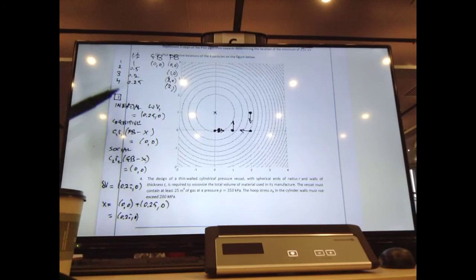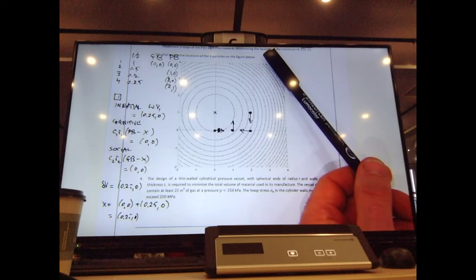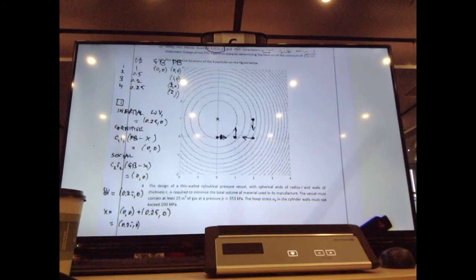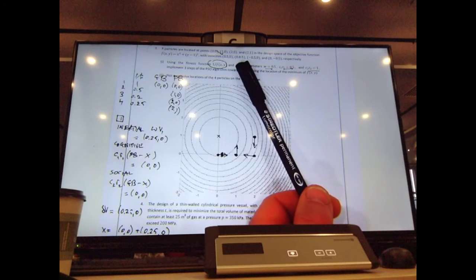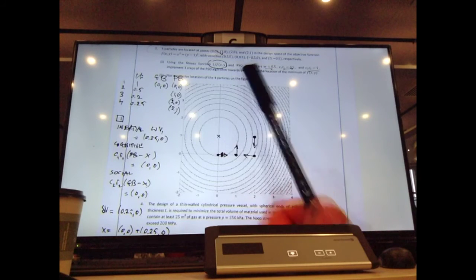So what will you expect to see in terms of inertial, cognitive and social for particles 2, 3 and 4, just in very general terms? Well, the inertial term should tell you that the velocity components are simply going to halve. So particle 2 would become 0.25.